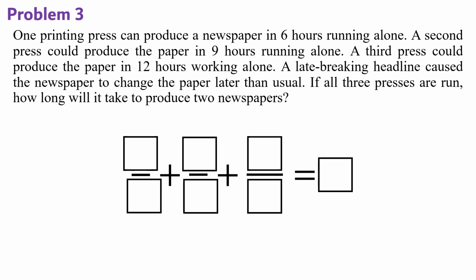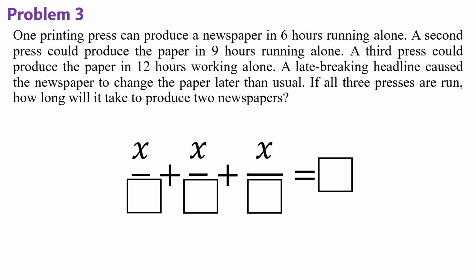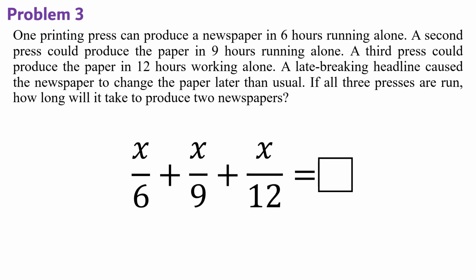So here, what it's looking for is the time when they are going to do it together. So the numerator is the missing time. And then it's given for the first printing press that it takes 6 hours doing it alone. The second one takes 9 hours to do it alone. And the third one takes 12 hours to do it alone. And then the number of jobs given is there are 2 newspapers. So we're going to put 2 instead of 1.